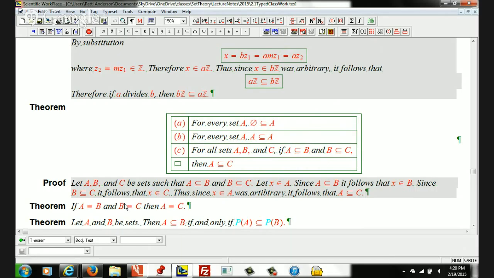So how would you show equality then? If A equals B and B equals C, then A equals C. Same way. There's no difference because if A equals B, then A is a subset of B. If B equals C, then B is a subset of C. So you're going to start with something in A, it has to live in B, and then that tells you it lives in C. So then that tells you A is a subset of C.